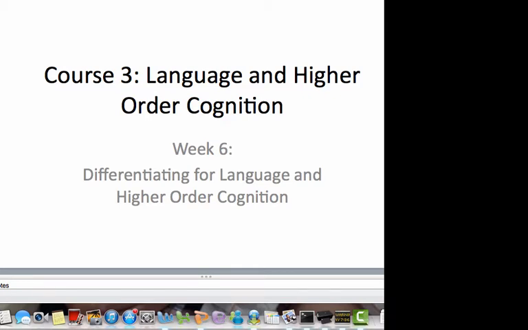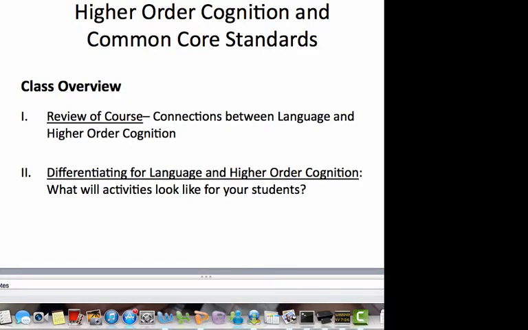Week 6, Differentiating for Language and Higher Order Cognition. The overview of this week is first a review of the course. We're going to think about connections between language and higher order cognition, which are obviously the two areas that we've been talking about over the last 6 weeks.